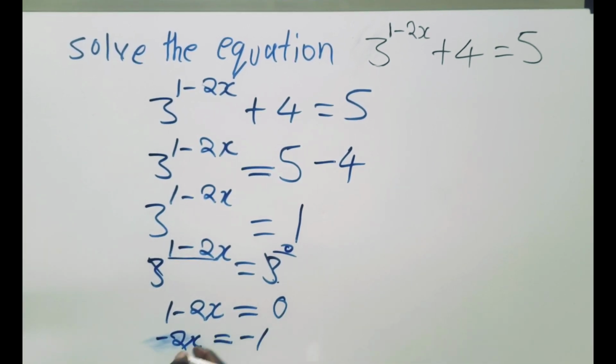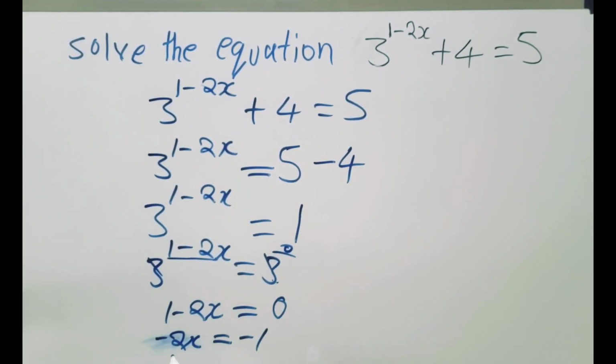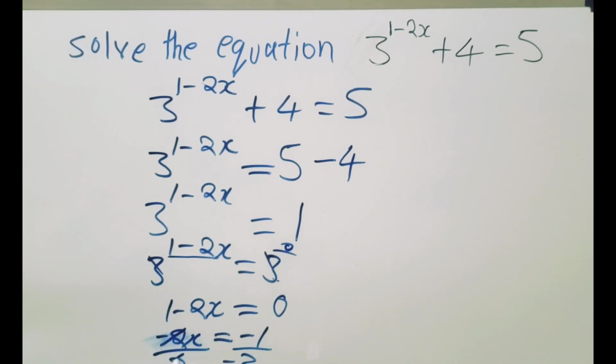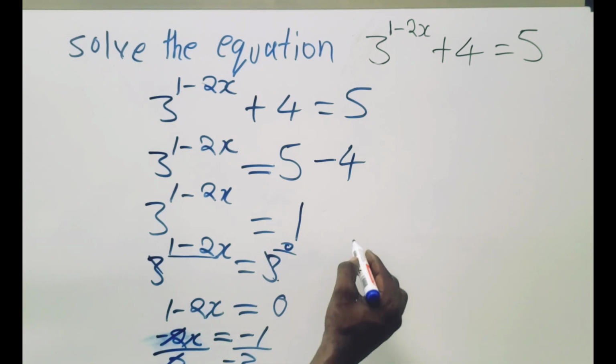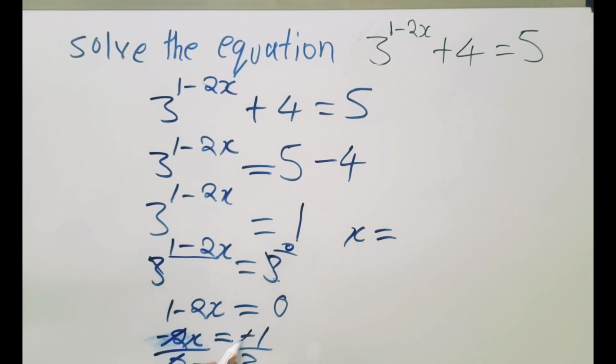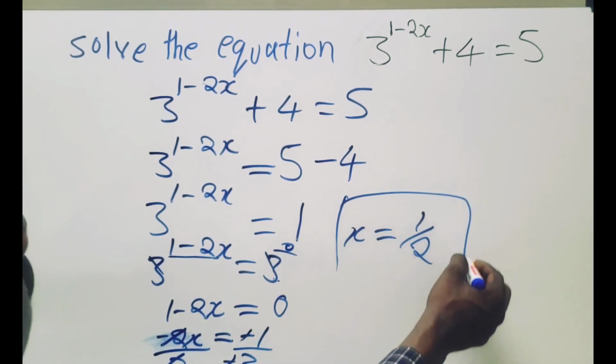And what do we do? Since this becomes negative 1, in order to remain with x, we are going to divide throughout by negative 2, even this side by negative 2, so that this negative 2 cancels with this one here. So we are going to have x is equal to, this negative will cancel with this negative. We will remain with 1 over 2.